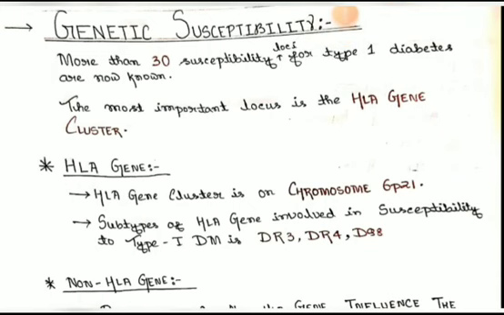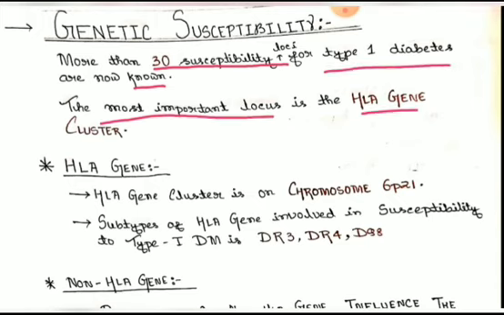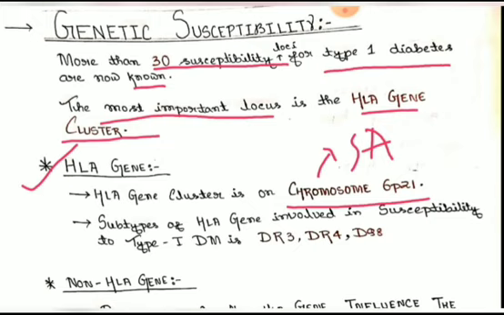So first, coming to the genetic susceptibility, more than 30 susceptible loci are known to be responsible for type 1 diabetes mellitus, but out of these the most common locus is the HLA gene cluster. So first we will see the HLA gene. The HLA gene cluster is located on the short arm of chromosome 6p21.